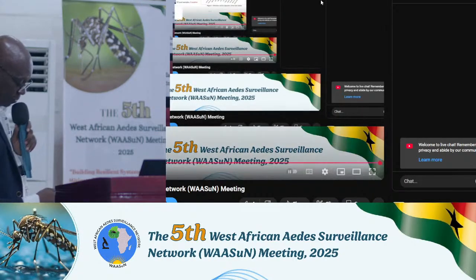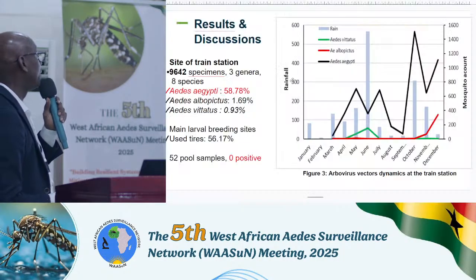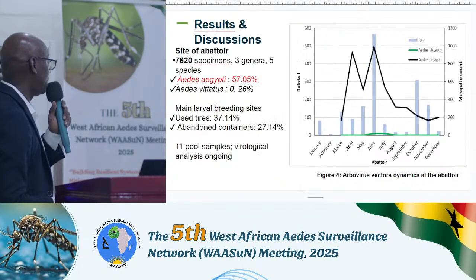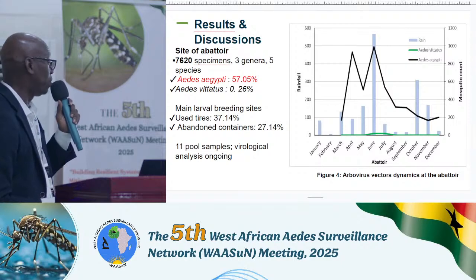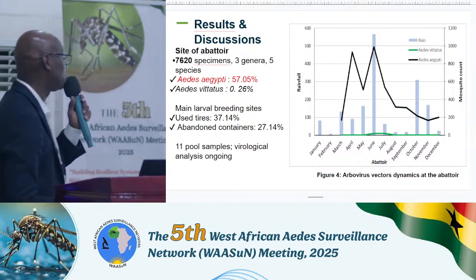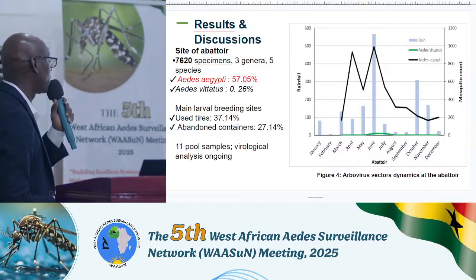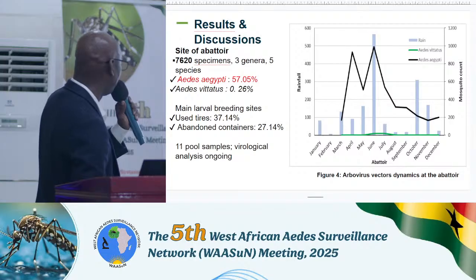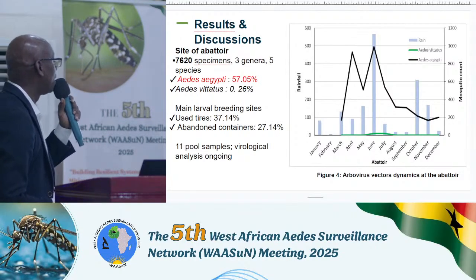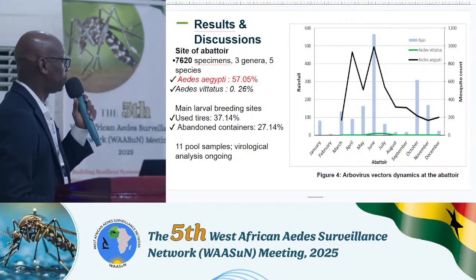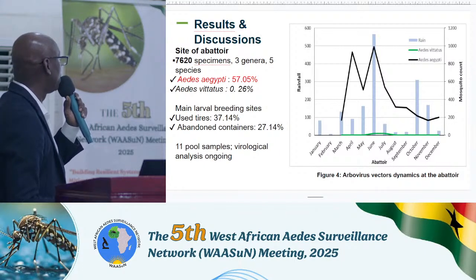When we look at the abattoir, we collected more than 7,000 specimens, 3 genera, 5 species. Again, Aedes aegypti is the most collected vector, and the second is Aedes vittatus again. The main breeding sites are tires and abandoned containers in this place. Eleven pools of mosquitoes were made. The analysis of results is still ongoing. In the monthly collection, aegypti was collected all months. The peak of Aedes vittatus is still in June, as we also observed elsewhere.